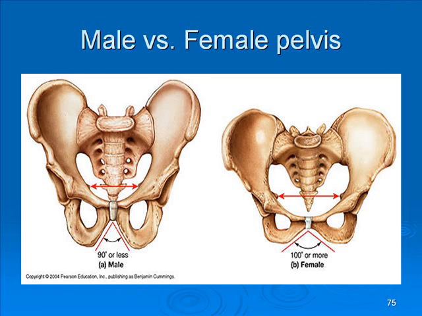This is the illustration I was telling you about earlier, where you can see the difference in the male and the female pelvis. You can see the positioning of the iliac spines as well, which can narrow the pelvic outlet in female pelvis.